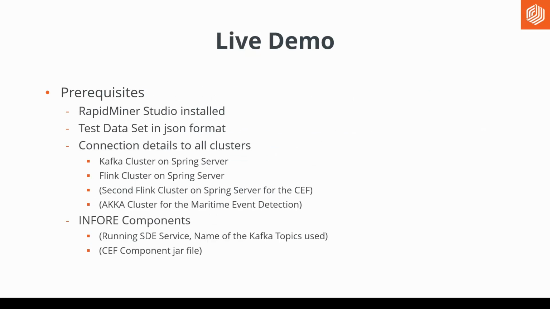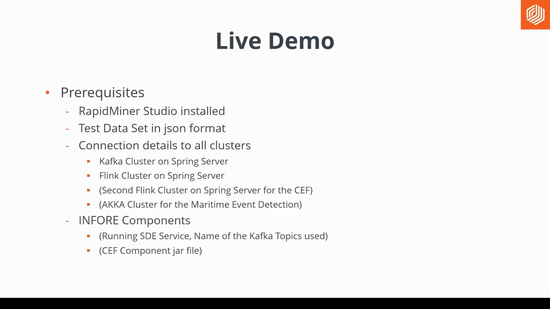We have a few prerequisites for this. You need to have Rapidminer Studio installed, which should be easy to do. Just download it from the web page. If you need another license, ask us. We can provide you with it. You need to have a test data set. If you want to try something, you have to know the test data set, and it should best be in JSON format. And you need to know the connection details to all clusters you use.